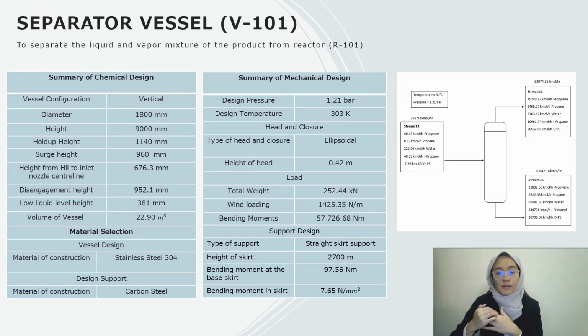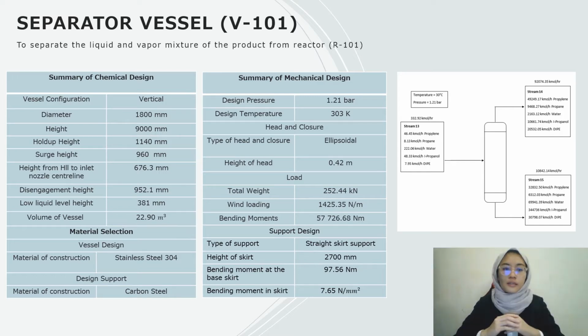After the calculation have been made, it is discovered that the desired diameter and height of the vessel will be 1800 mm and 9000 mm respectively. The volume of the vessel will be around 22.9 meter cube. As for the material of construction for this unit, the vessel is made from stainless steel 304, whereas the skirt support with a height of 2700 mm is made using carbon steel.